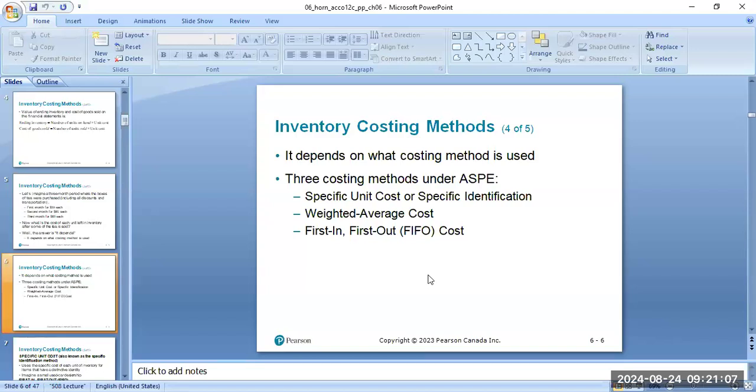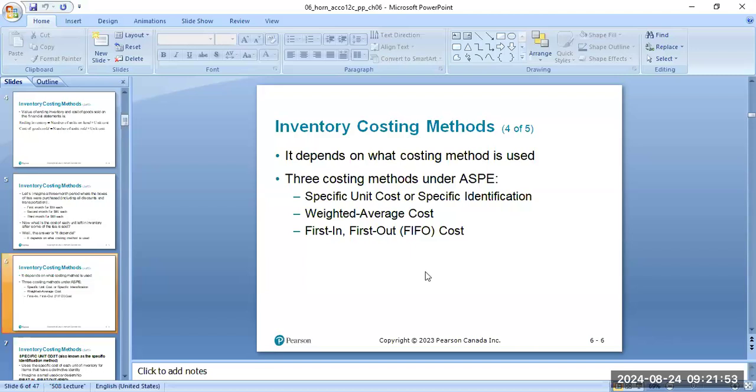The second option is to get the weighted average cost. In every purchase, we're going to have number of units, cost per unit, and total cost. We're going to combine all the purchases plus the beginning balance. We're going to see how many units we have in total and how much the total cost is. Total cost divided by the number of units gives us the weighted average cost per unit. And the last method is first in, first out, which means the unit that comes first goes out first.